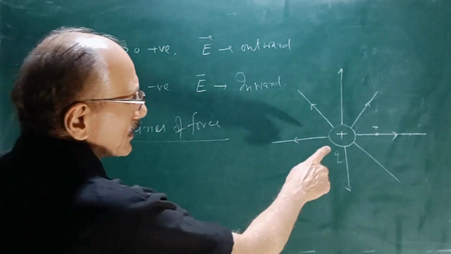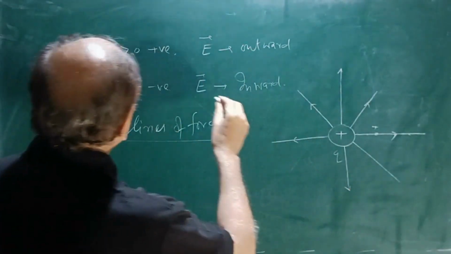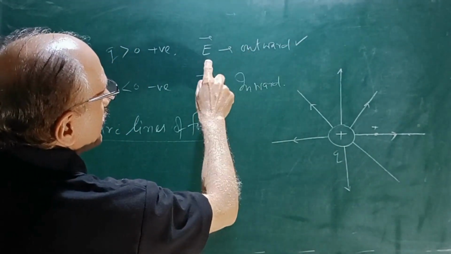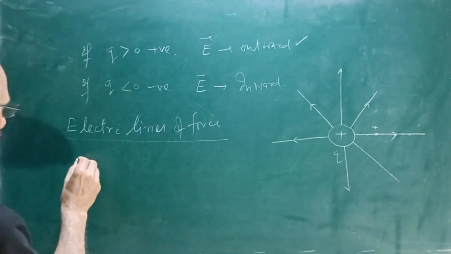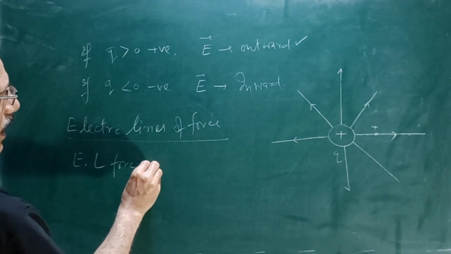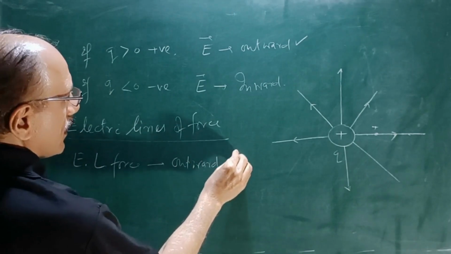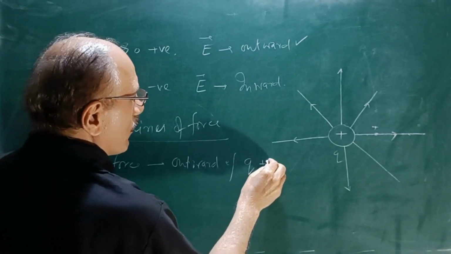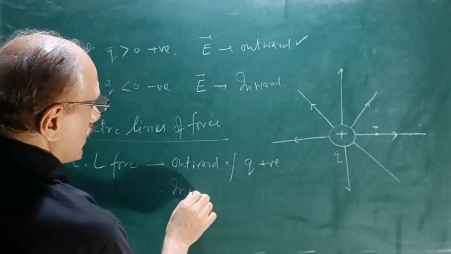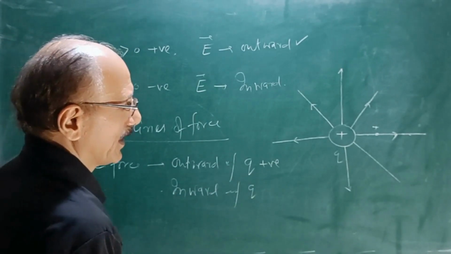And now since the charge is positive here and it is moving away, that's why the electric field as well as the electric lines of force are outward. So electric lines of force are outward if Q is positive. Electric lines of force will be inward if Q is negative.